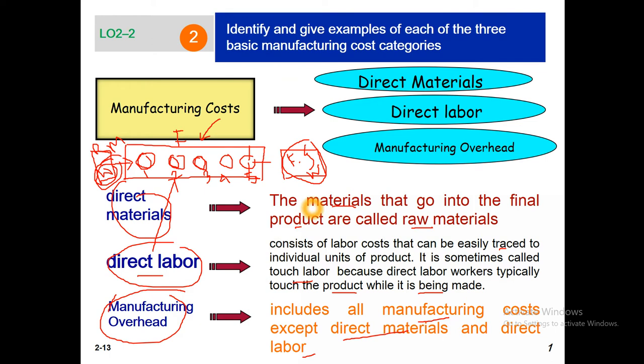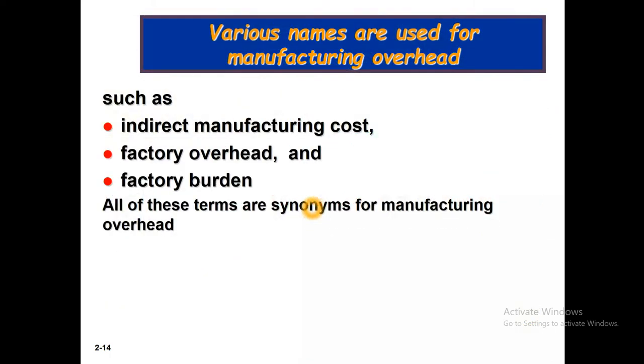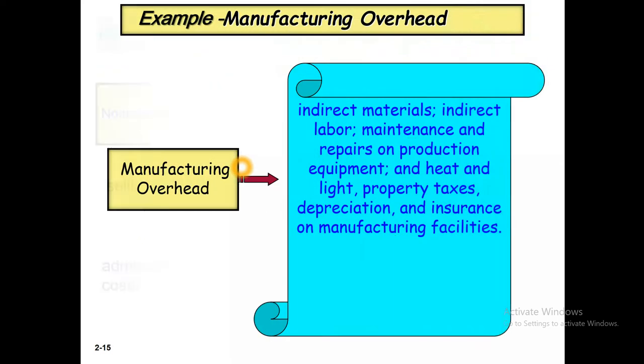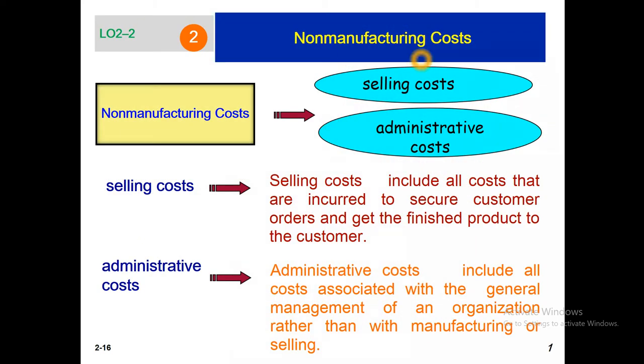Now we can proceed to our next slide. Various names are used for manufacturing overhead: indirect manufacturing cost, factory overhead, factory burden. Now the non-manufacturing cost. Earlier we discussed manufacturing cost, that means materials, labor and factory overhead. These three are the manufacturing cost.